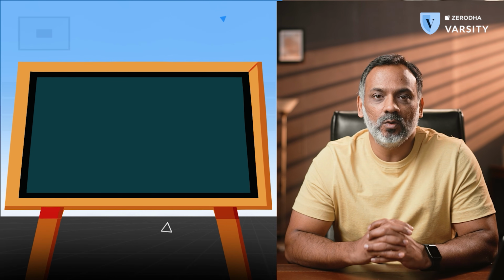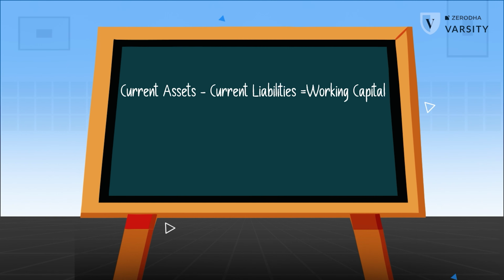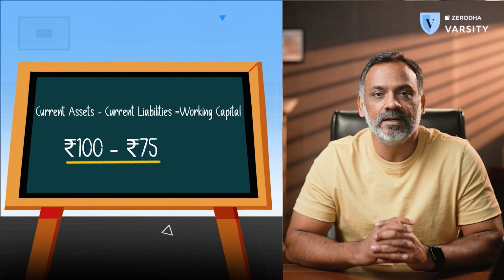Now that we have a basic understanding of what current asset and current liability is, we can also define something called the working capital of a company. Simply put, working capital is current assets minus current liabilities. So if a company's current assets are 100 and the current liabilities are 75, then the working capital of this company is 100 minus 75, that is 25. Do note, this is a positive working capital.